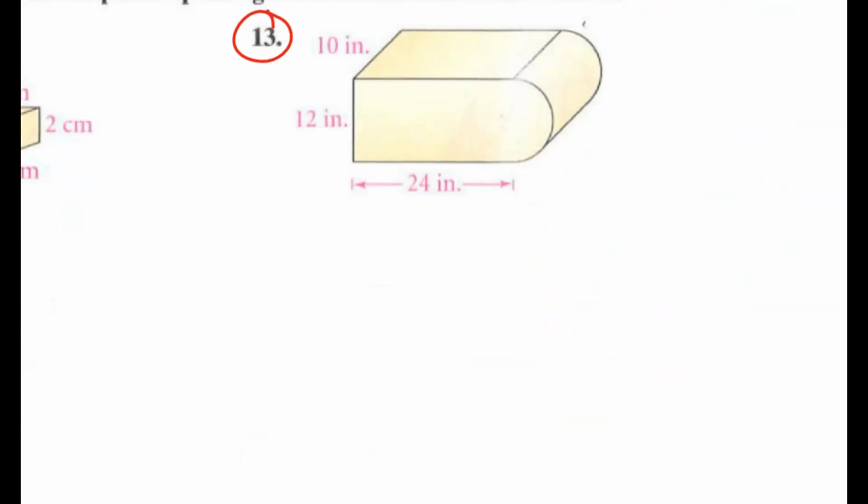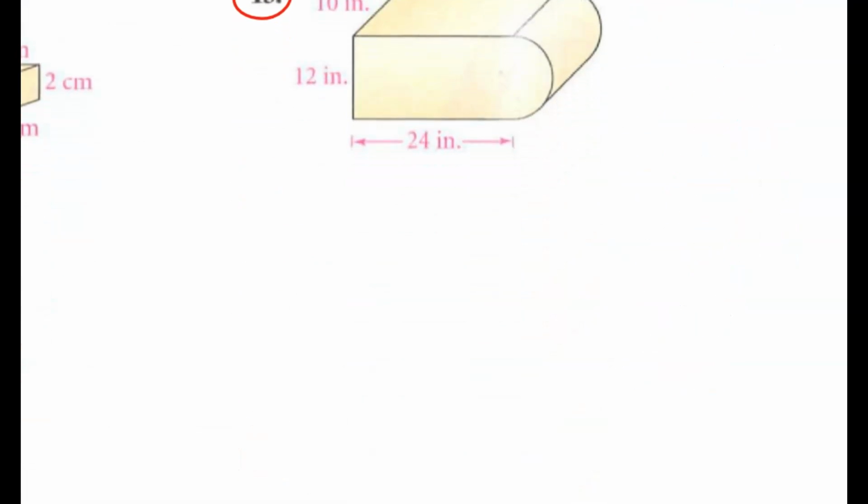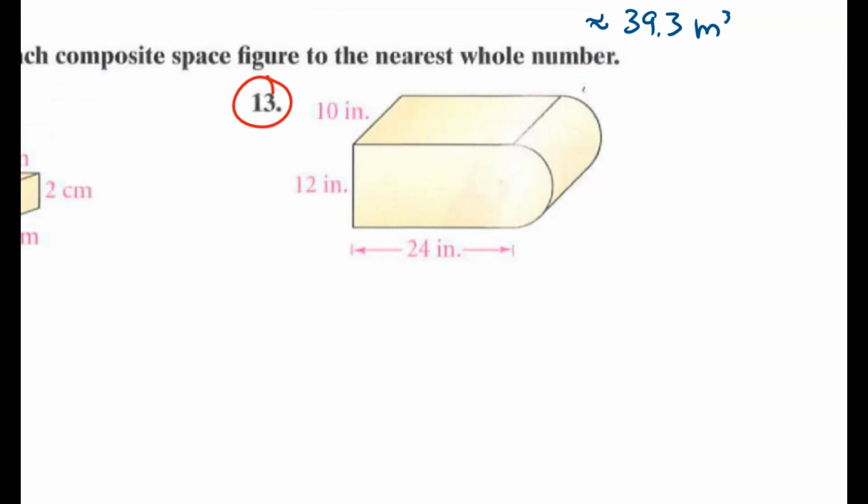All right, one last problem I want to do with you all to make sure we're on the same page is the one with the composite figures. This is not difficult if you kind of think divide and conquer. So when I look at this, I'm like, I can divide this into a full-size prism and half a cylinder.